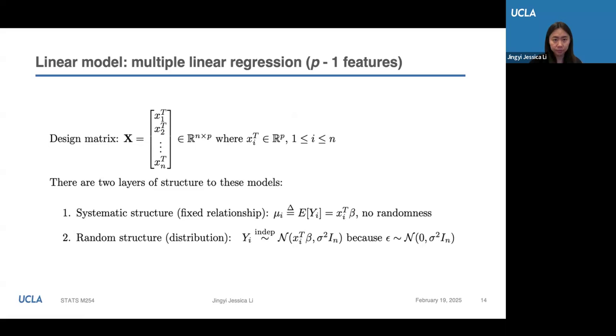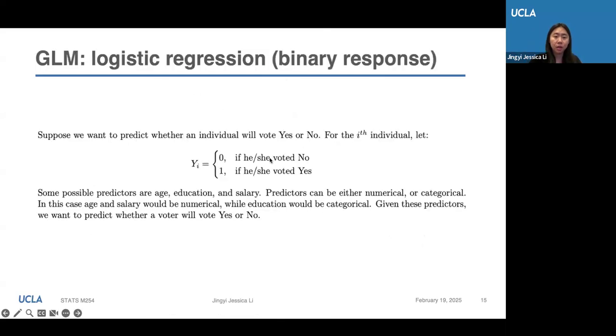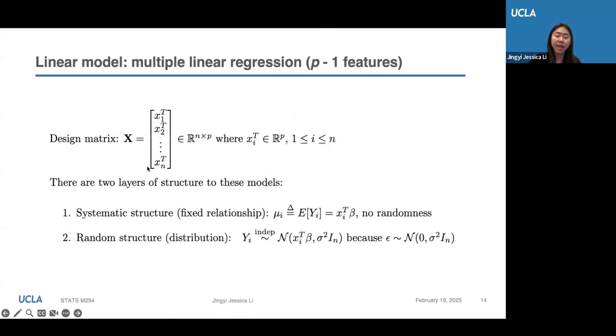So that's the logic. Now if we consider more than one feature or predictor, previously we just had one feature. Now, if we have p minus 1 features, we can have the design matrix with p columns, because we still need to keep the first column to be ones to represent the intercept. Then this linear model we can rewrite in two layers.